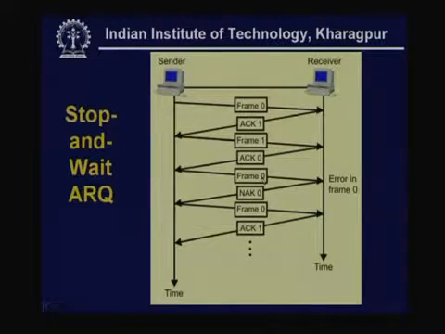And you may be asking, why are you using modulo 2 numbering? The reason for that is you require only one bit. So, the overhead is much less here. Only one bit is required for numbering the frames.